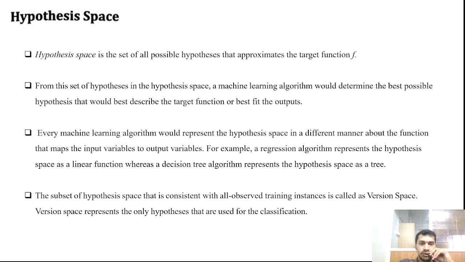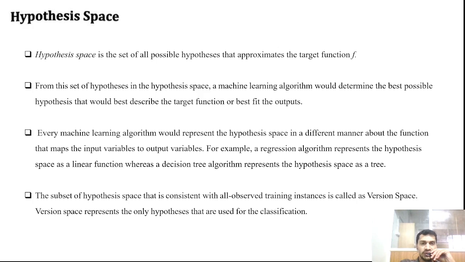Okay. In this video, we will discuss the hypothesis space. What is a hypothesis space? We have seen the hypothesis, right? In the previous video, we have seen the hypothesis. So it is the rule to get the target function.